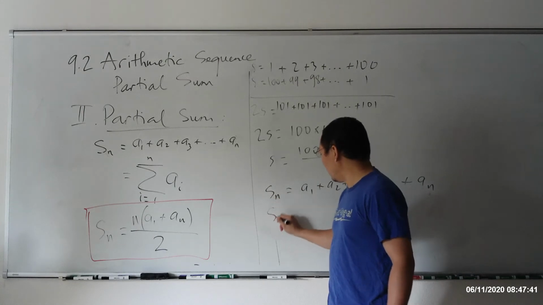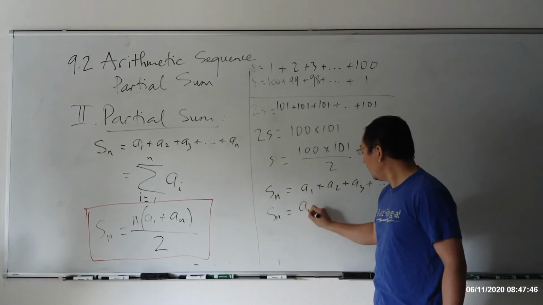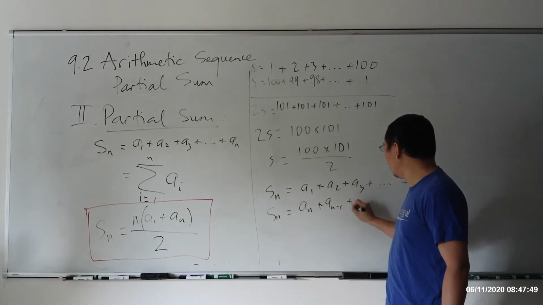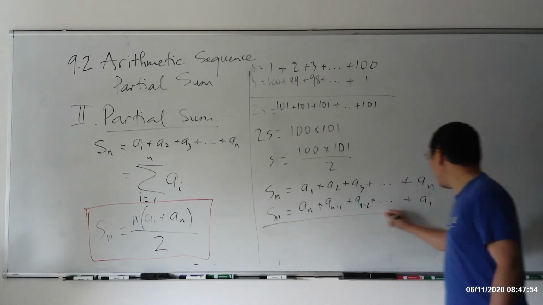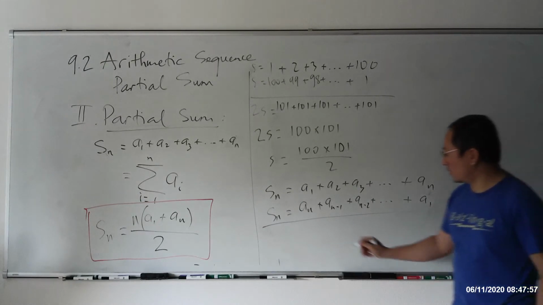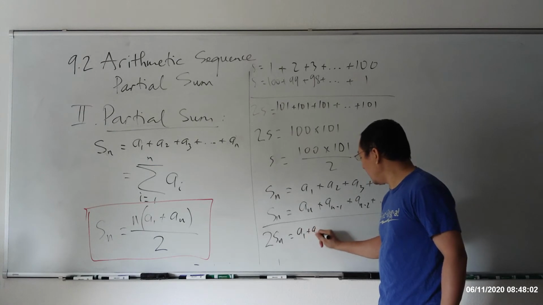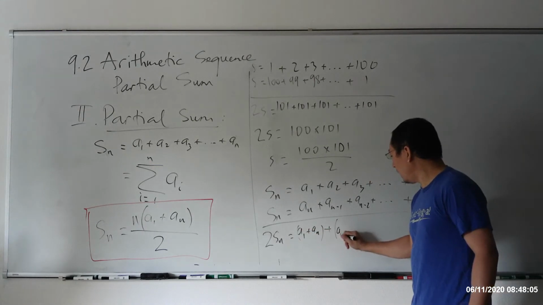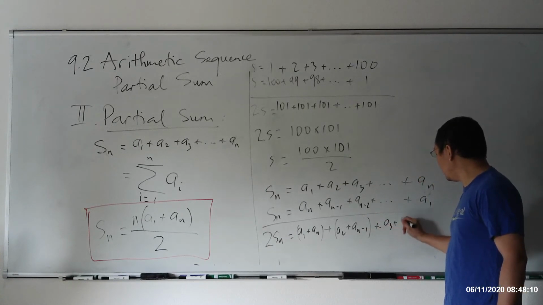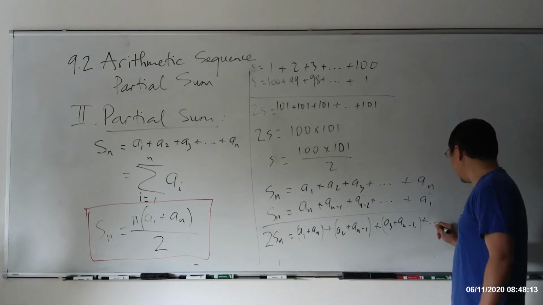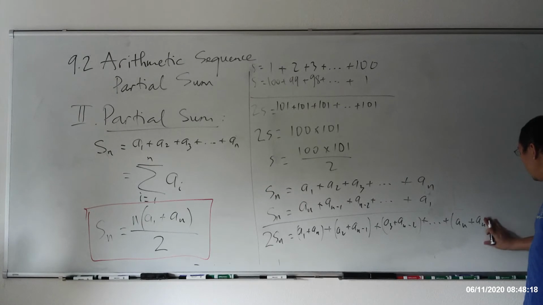Now I'm going to do the same thing: write out the sum Sn in backward order. An plus An minus 1, plus An minus 2, plus dot dot dot all the way to A1. And we're going to add the two sums together. So twice the sum Sn is going to be A1 plus An, plus A2 plus An minus 1, plus A3 plus An minus 2, plus dot dot dot all the way to the last one, An plus A1.